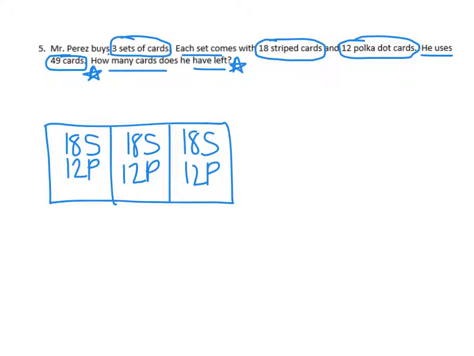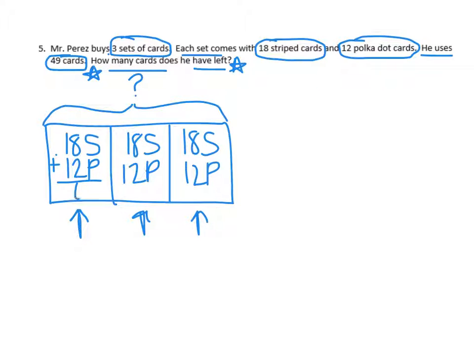Now it says that he's using some cards, and how many cards does he have left? Well, I first need to figure out the total of how many cards he started with. So since they're not being specific about how many striped and how many polka dot cards, what am I going to have to do with the 18 and 12 that are in each box in order to figure out how many cards he has? So what I'm going to have to do is add. So 18 plus 12. Go ahead and pause the video while you work to figure out 18 plus 12. When you're ready, replay the video.